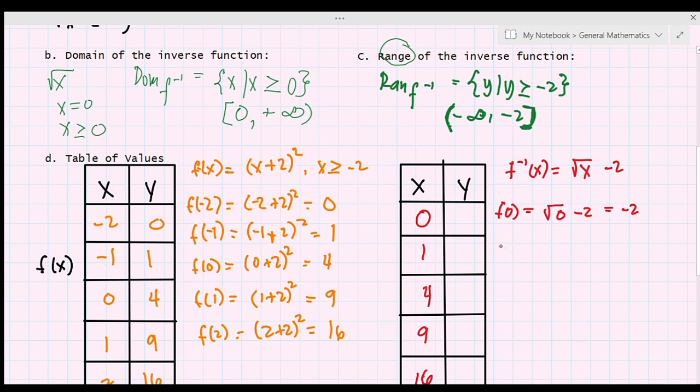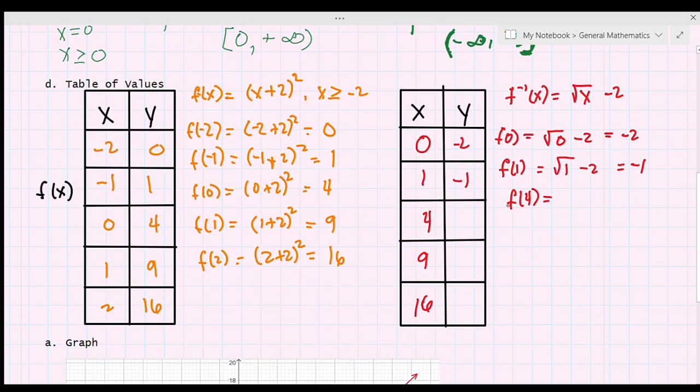F of 1: the square root of 1 minus 2. The square root of 1 is 1, and 1 minus 2 is negative 1. Next, if you have noticed, later on we are going to compare the results. So we have the square root of 4 minus 2. The square root of 4 is 2, minus 2 is 0.